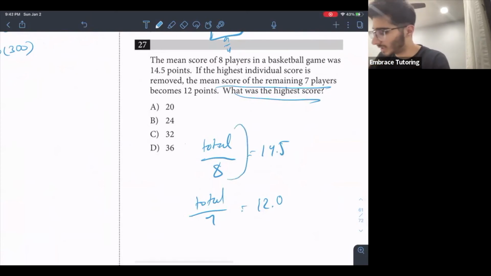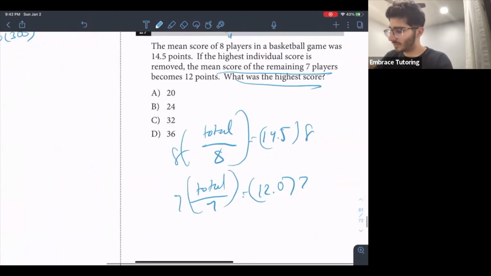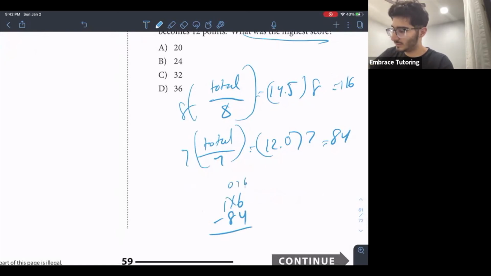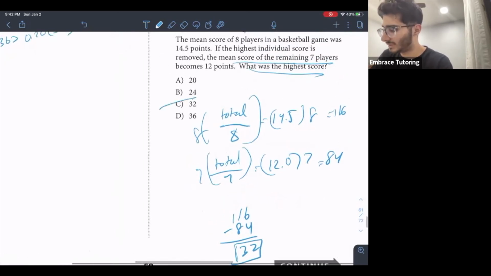So you would multiply by 8 on both sides, and by 7 on both sides, to get 14.5 times 8, which is 116. And then you would do 12 times 7, which is 84. And then you would subtract the two totals to get 116 minus 84 to get, oops, what am I doing? 32. And that is your answer, choice C.